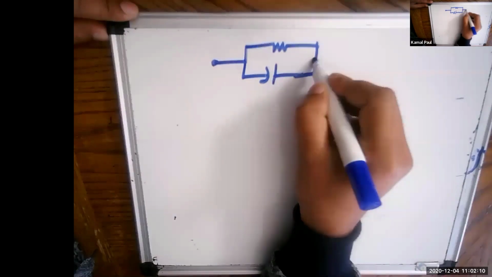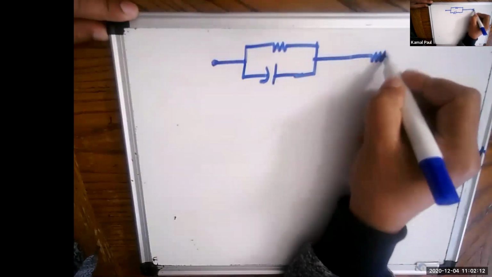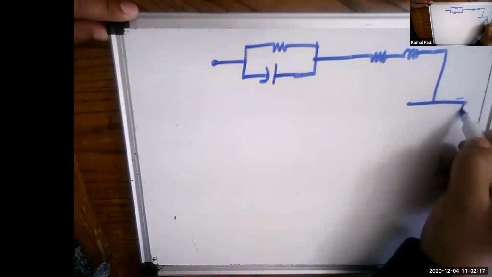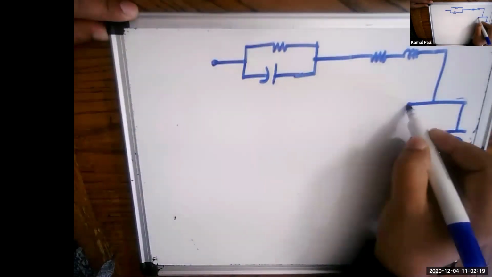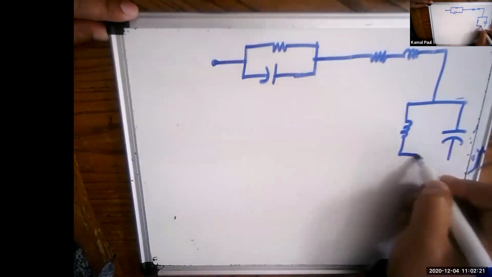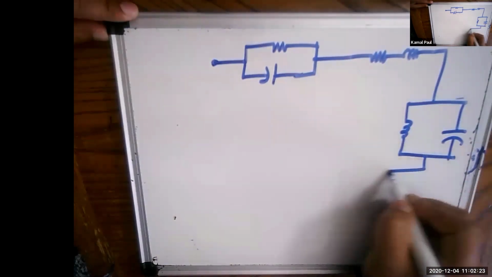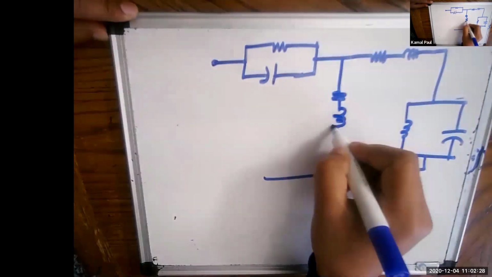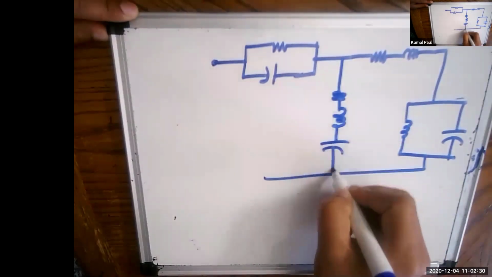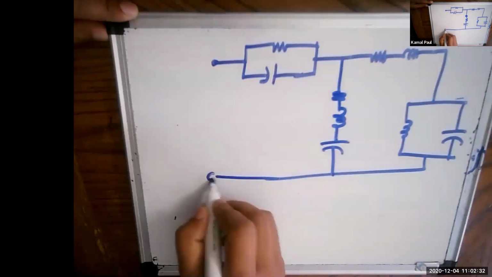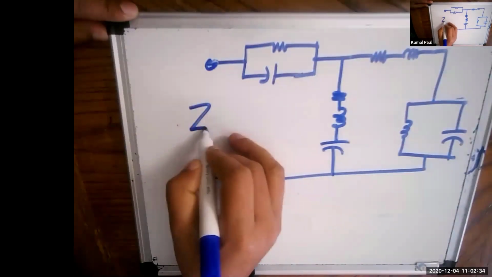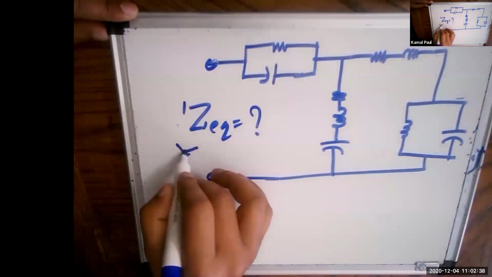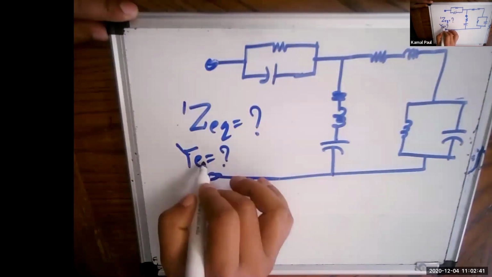Now, if you have a very complex circuit like this, resistance, inductors here, and then you have another parallel branch here, you have capacitor, you have inductors here, and then you have another thing here like resistor, inductors, and a capacitor here. And this is your final circuit. And what is the G equivalent and Y equivalent equal to what?